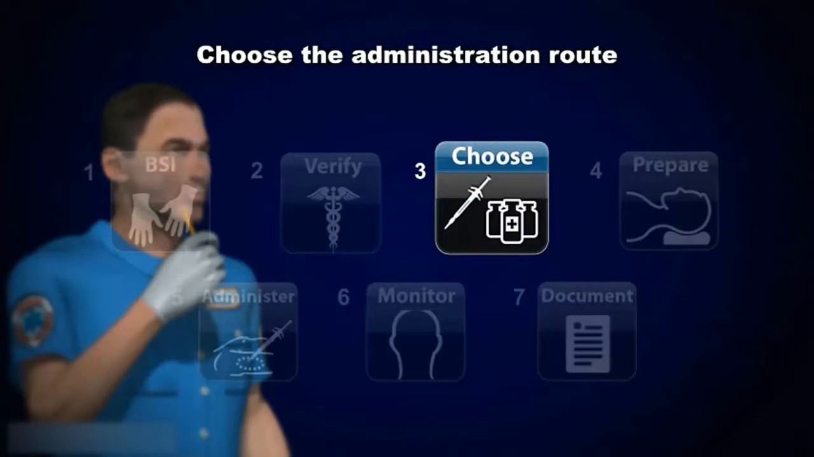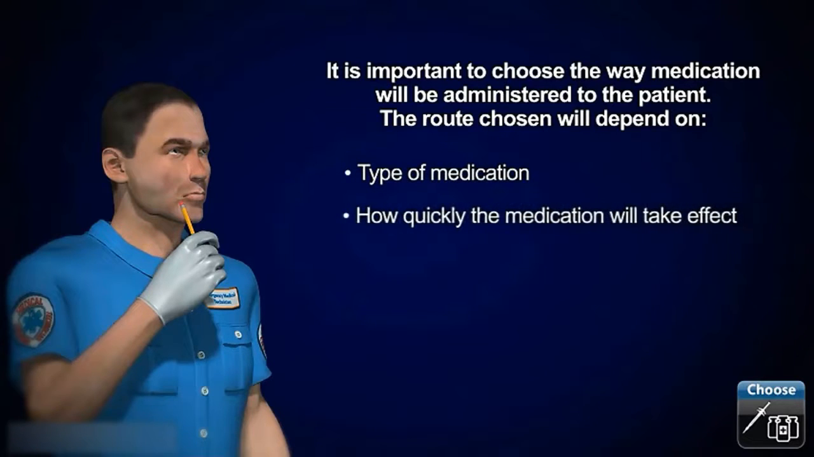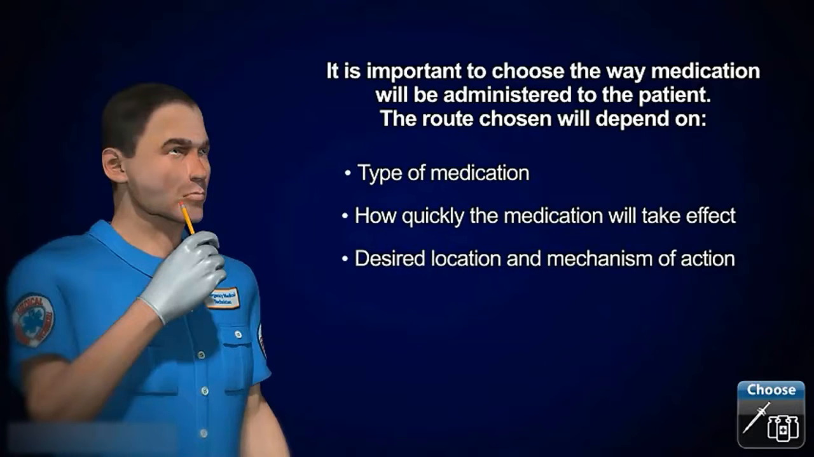Choose the administration route. It is important to choose the way medication will be administered to the patient. The route chosen will depend on the type of medication, how quickly the medication will take effect, and the desired location and mechanism of action.